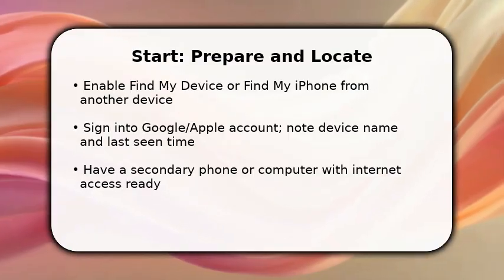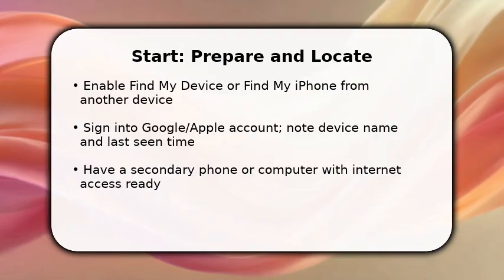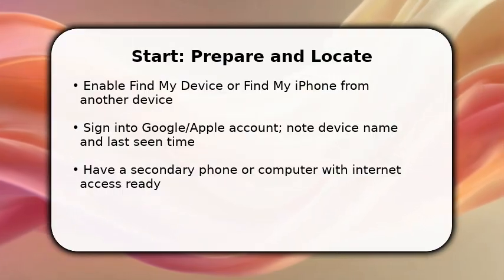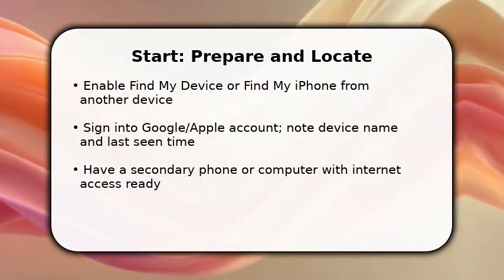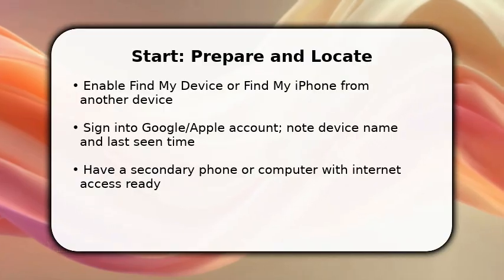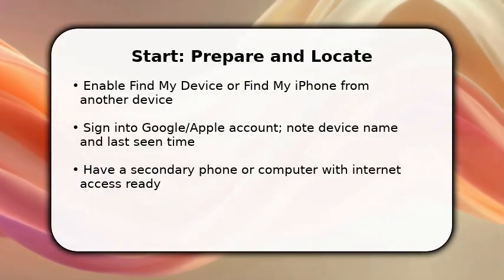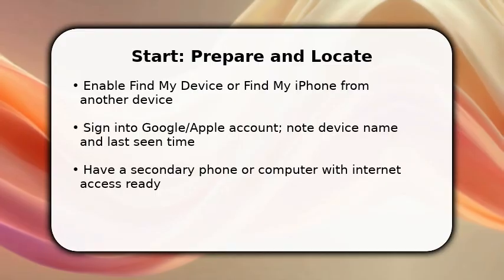You begin by signing into the same Google or Apple account linked to the lost phone. This gives you access to location and device features. Once signed in, open Find My Device or Find My iPhone and confirm the device name and last seen time so you know where to focus.